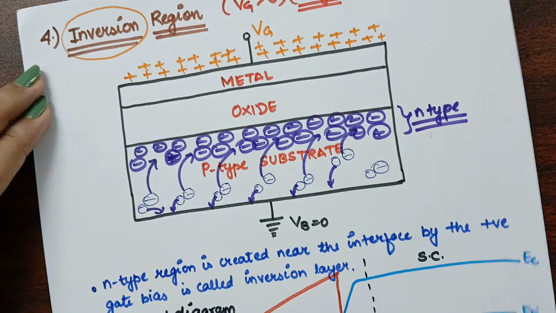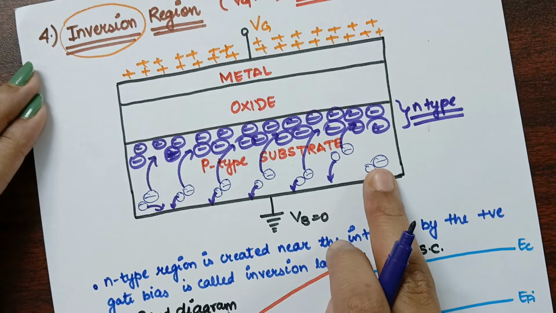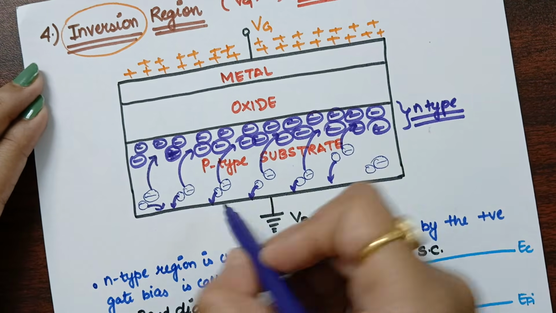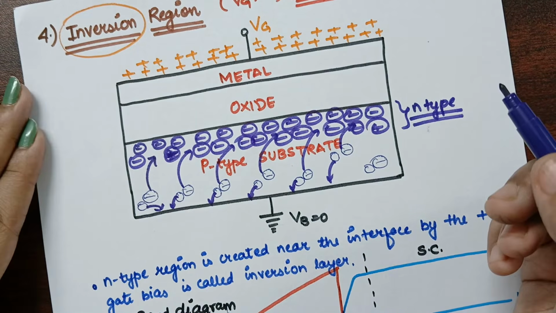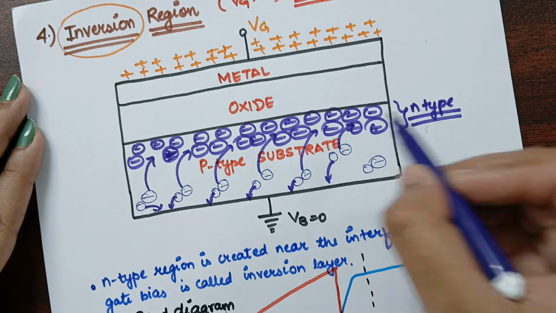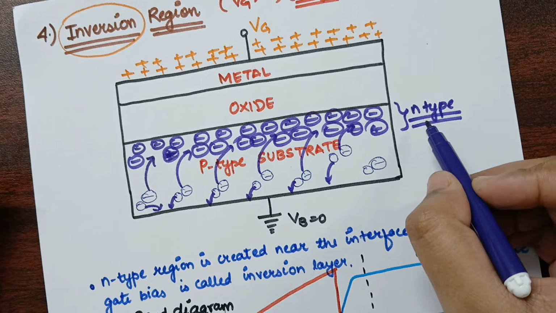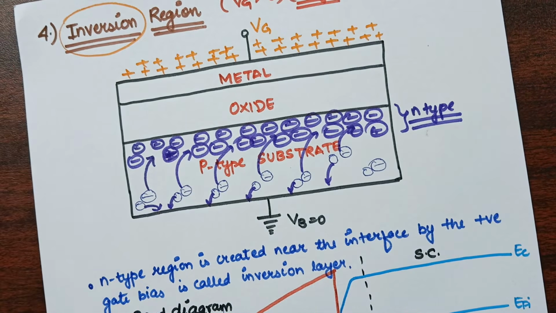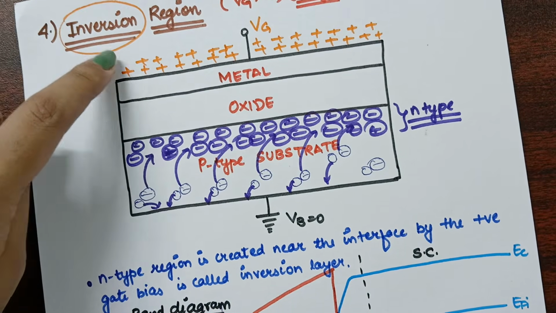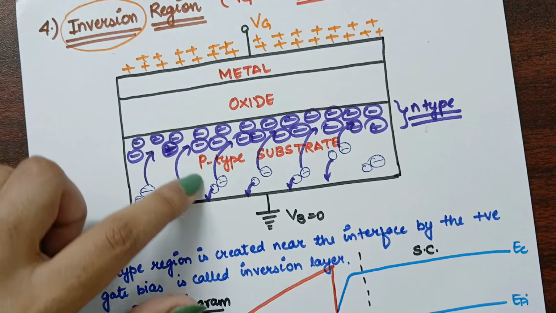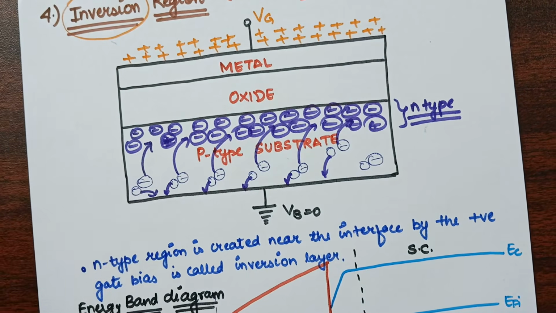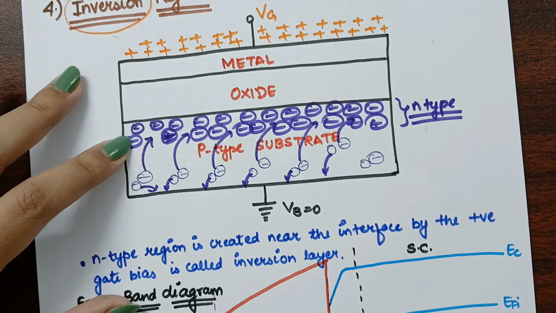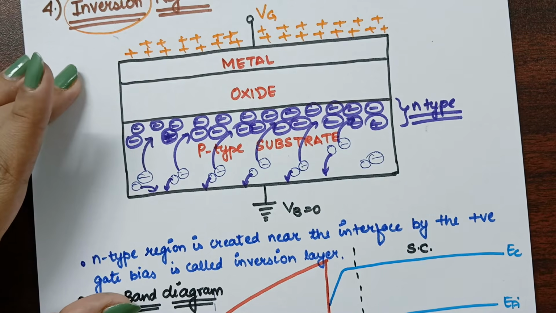As it is a p-type substrate, but due to so much inversion in its behavior, it will behave like an n-type material because of its negativity. Because of the high positive attraction, more negative charge will attract over here and more accumulation will be there, and hence this will completely behave like an n-type material. Is it clear?